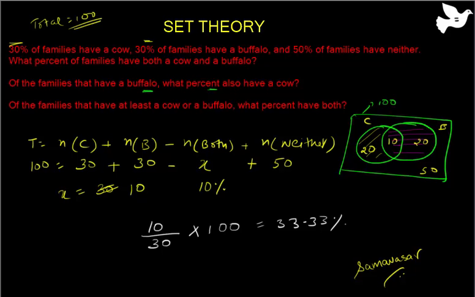So just remember, it's not just 10%. You might have a tendency of saying, okay, of the families that have a buffalo, what percentage also have a cow? Which means both, which we just calculated as 10, so the answer is 10%. It's not. So you need to understand the difference between this terminology and this terminology.